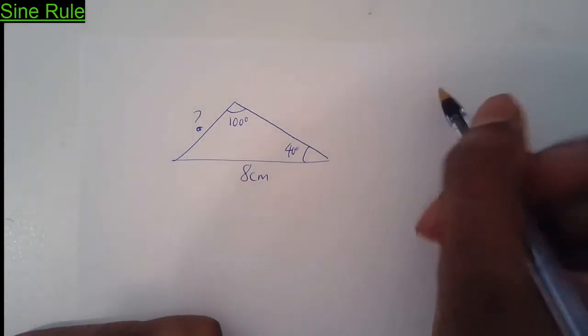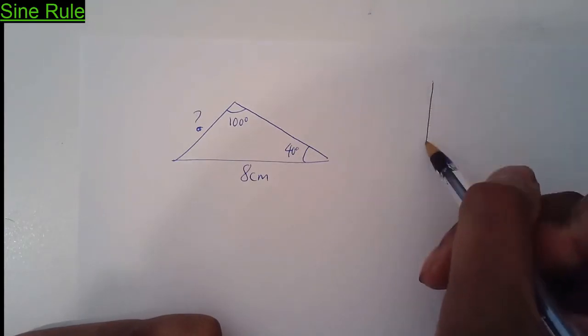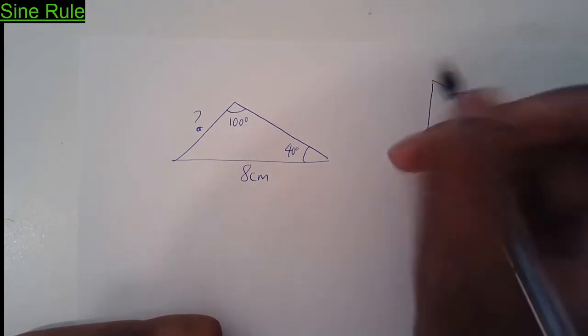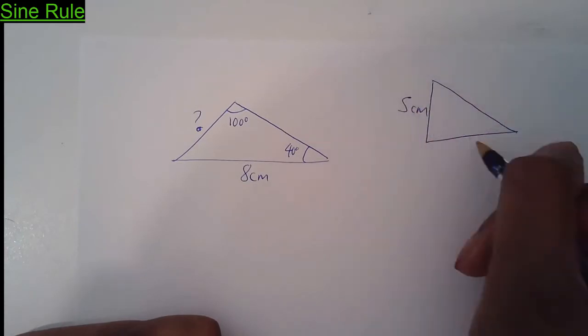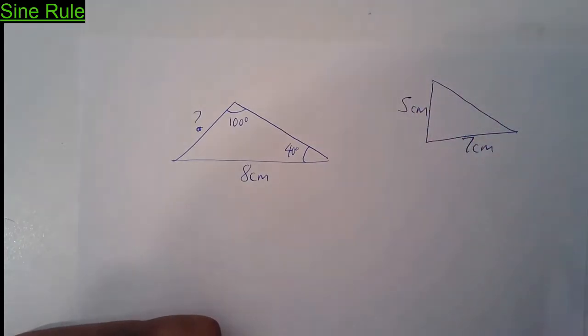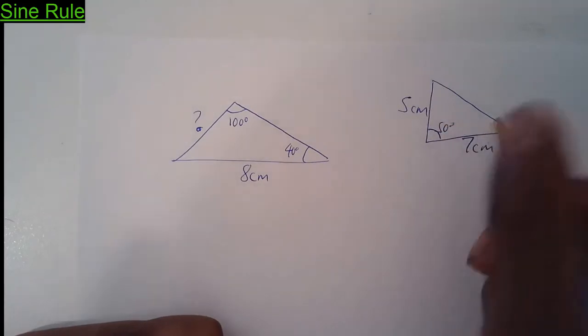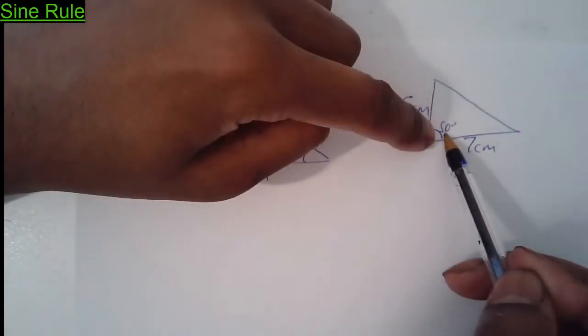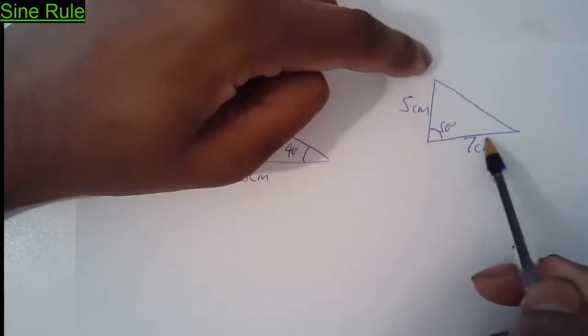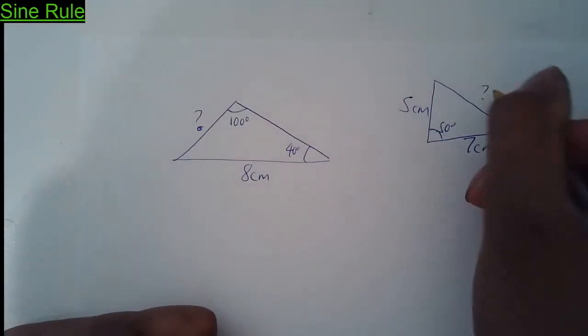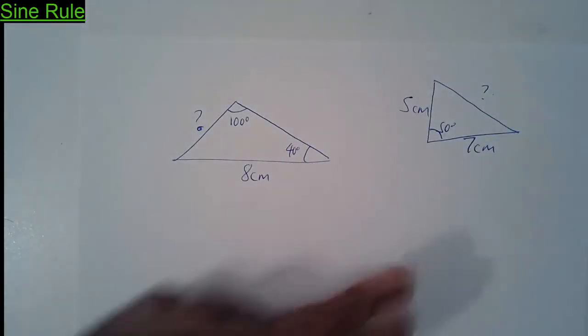For a cosine rule, say you've got a triangle and two sides are given to you, and the angle in between the two sides. Two sides, angle in between, and you want to work out the side which is opposite the angle. That's the cosine rule.